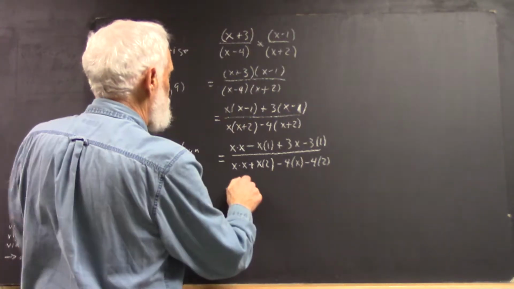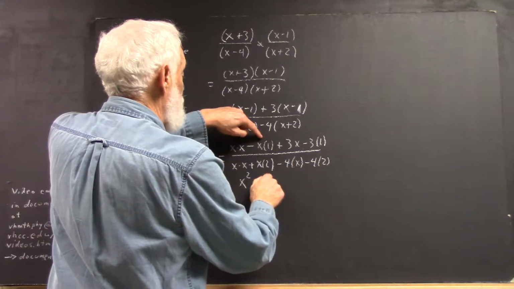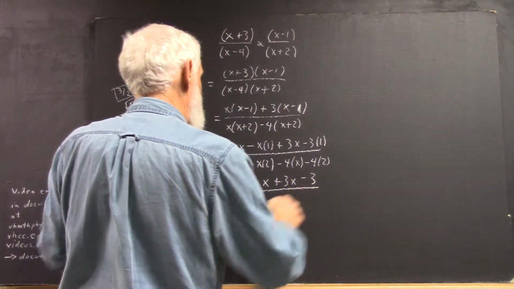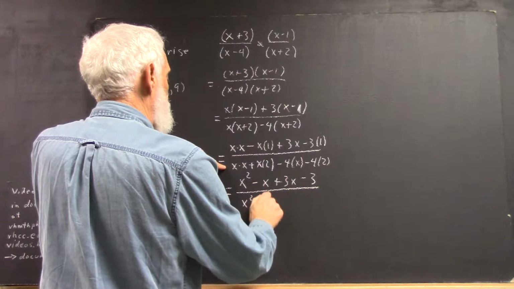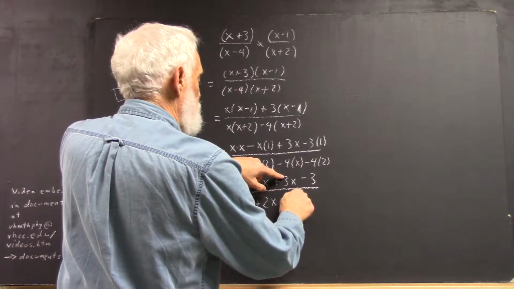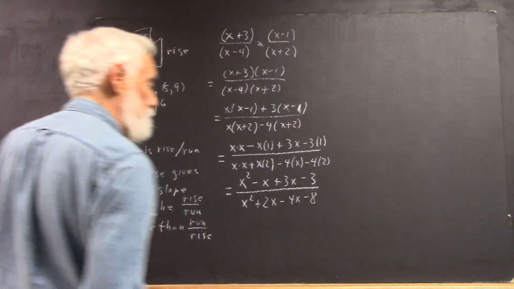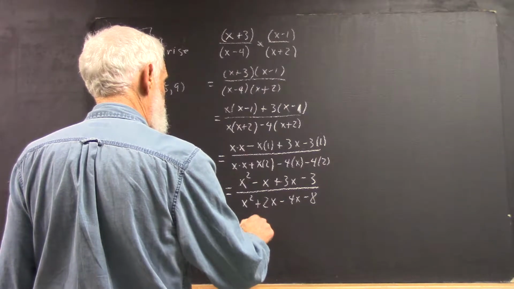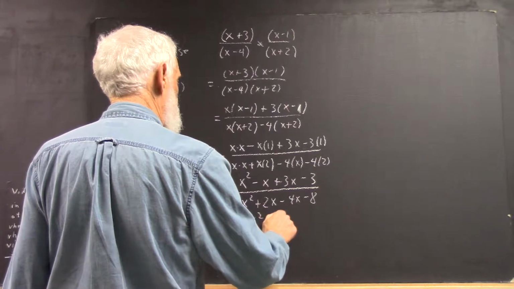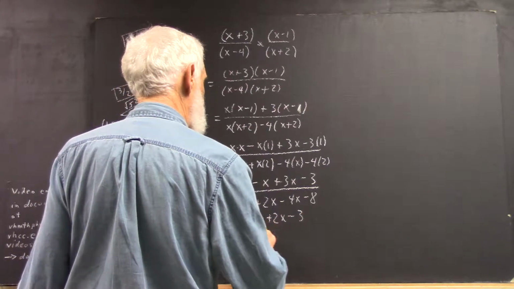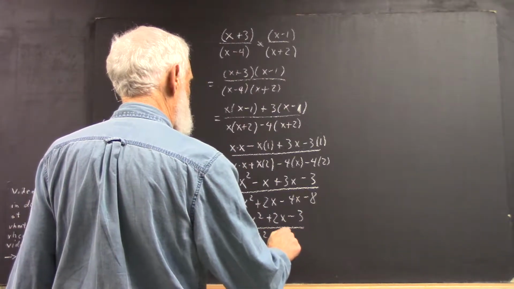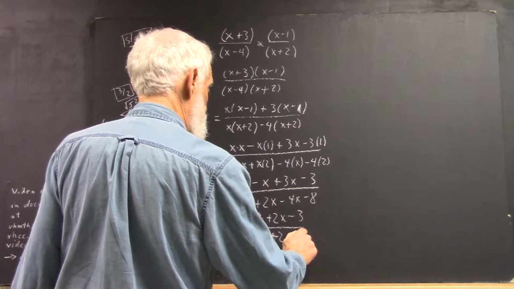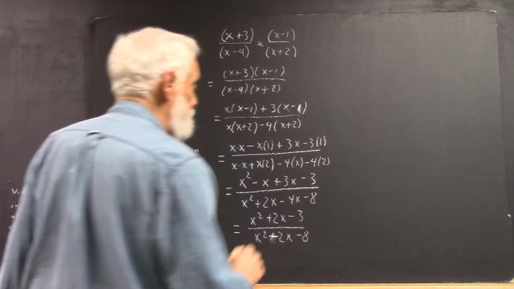So now that's x squared, that's minus x, that's plus 3x, and that's minus 3. And this is x squared, and plus 2x, and minus 4x, and minus 8. And then that comes together as x squared plus 2x minus 3 over x squared minus 2x minus 8. Okay?